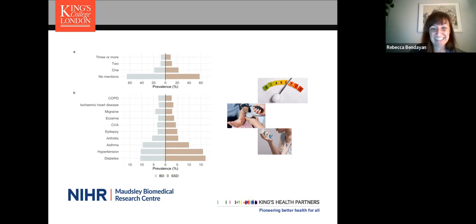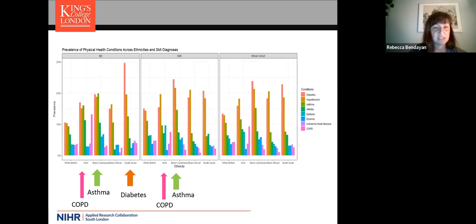Next slide, please. And because there is such a variety and diversity in the ethnic population in South London, we were also able to find out whether some specific minorities had a higher prevalence. For example, you can see there is a higher prevalence of diabetes in the South Asian population with bipolar disorder, and so on.